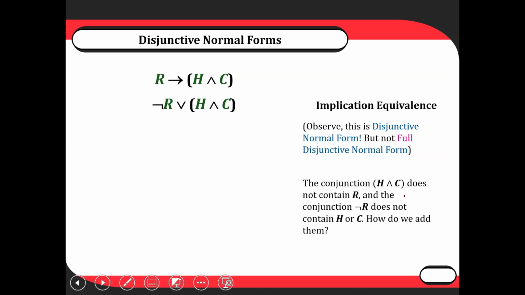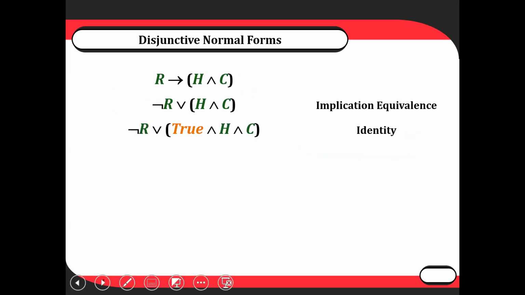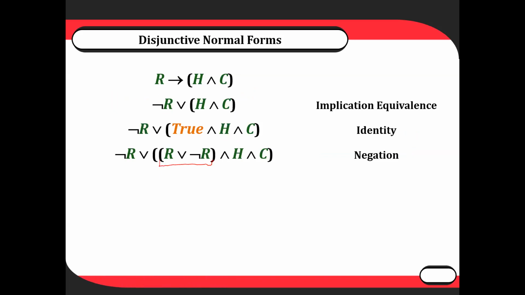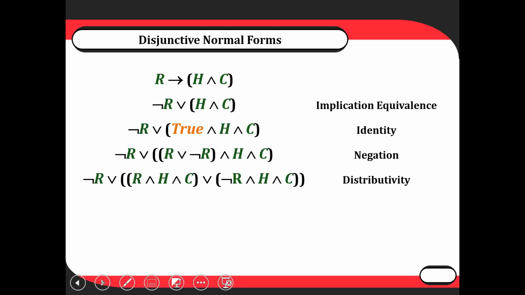That's what I explained there. One way to introduce a new variable is by using identity. So we can introduce the true. True and an expression is equivalent to the expression by the identity. Then we can use negation to introduce this R variable into this conjunction. So we have R or not R, which is equivalent to true. And then we can distribute.